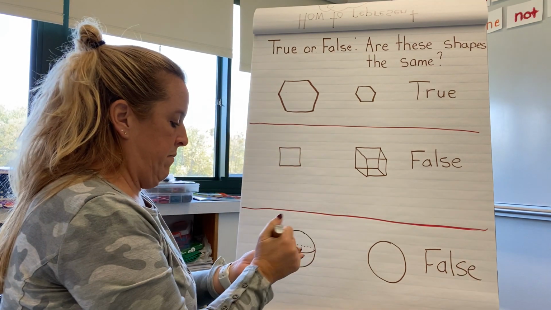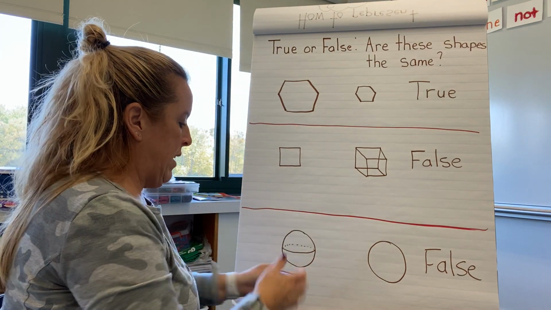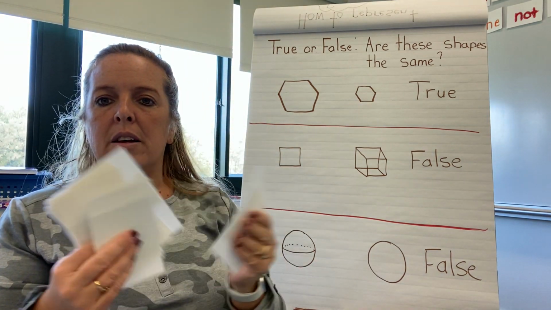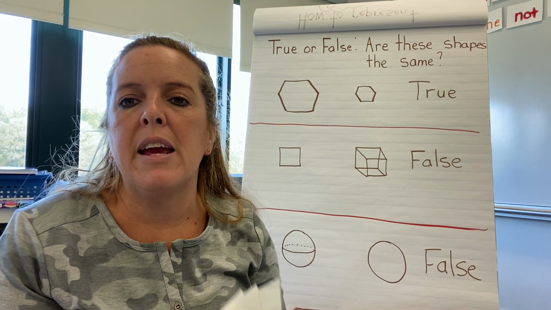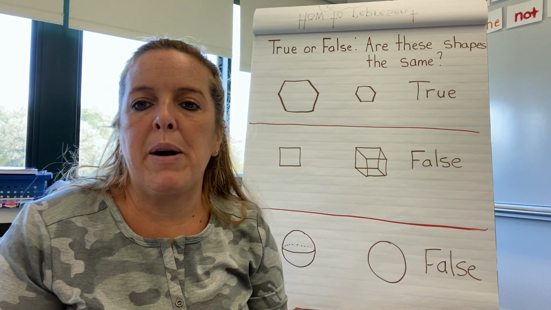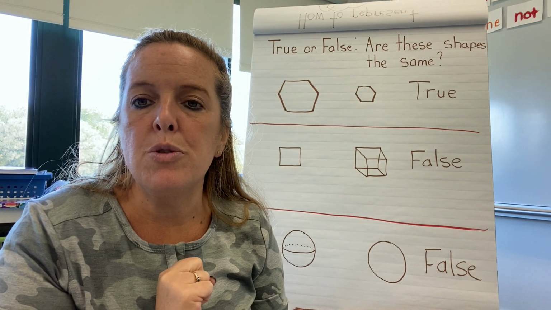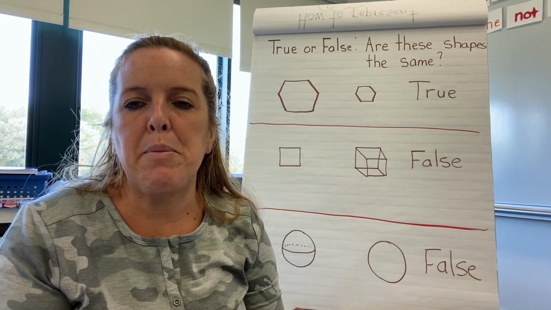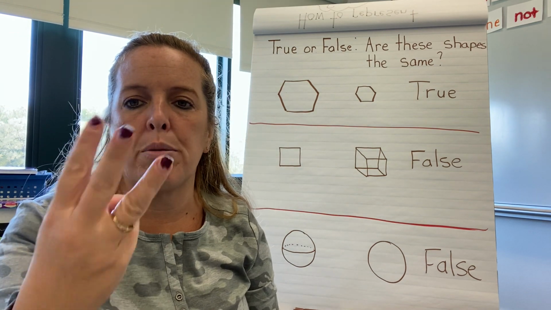All righty. Before we start this paper, let me mix up these. There's some 2D, some 3D. When I show the shape, I want you to hold up 2 fingers if it's 2D or 3 fingers if you think it's 3D. We won't even name them yet. Just tell me if it's 2D or 3D.